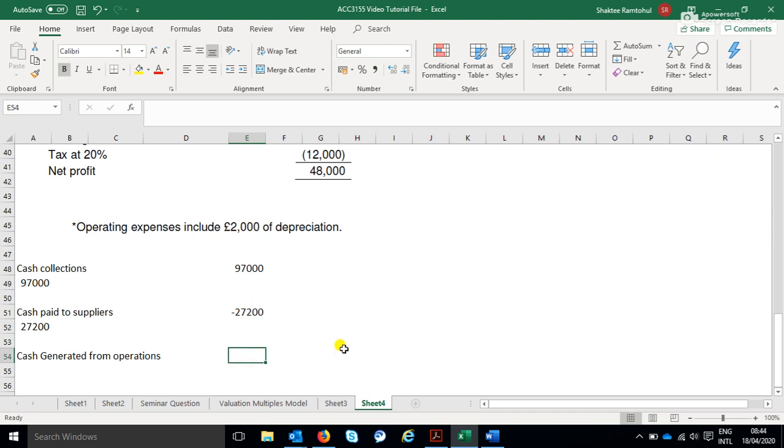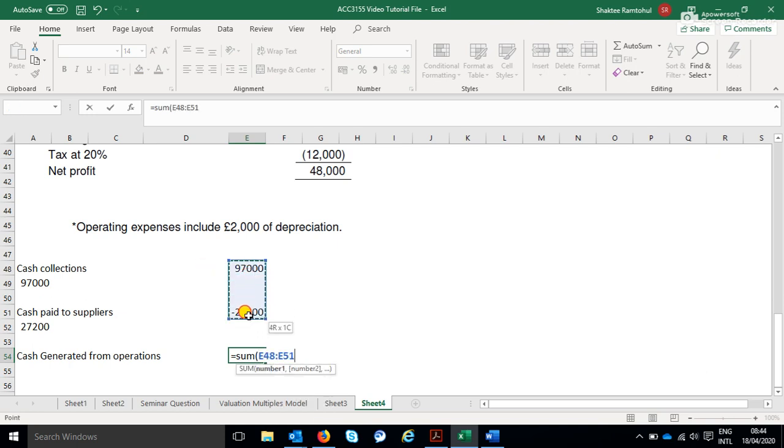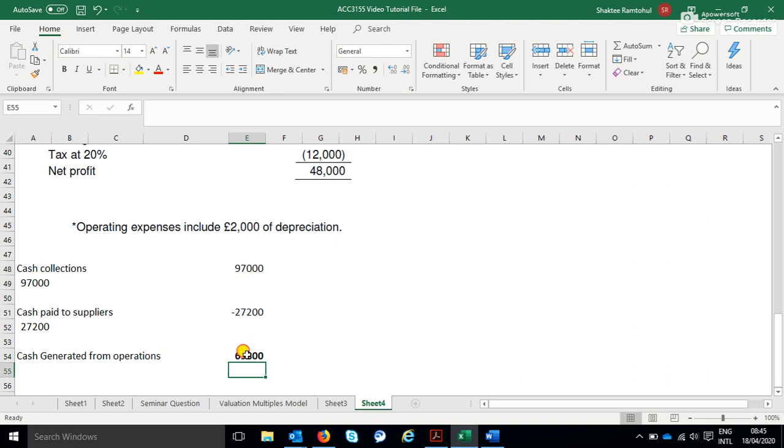So finally, our cash generated from operations is the sum of these two, or 97,000 minus 27,200, and that comes to 69,800.